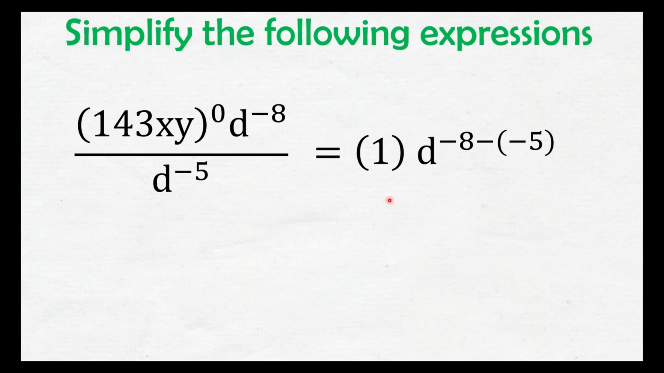Okay? Simplify lang natin yan. We get d raised to negative 3. Palitan natin yung operation and then palitan natin yung sign ng subtrahend, so we have negative 8 plus 5. Kaya nakuha natin yung negative 3. Yung 1 ay ilalagay natin dito kasi 1 times d is d pa rin. Hindi pa yun yung final answer natin since yung exponent natin ay negative. So, kunin natin reciprocal, magiging 1 over d raised to 3 yung answer natin.